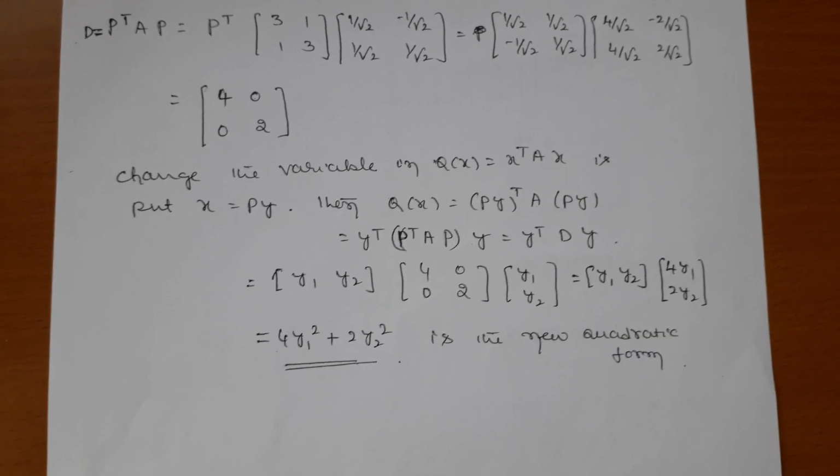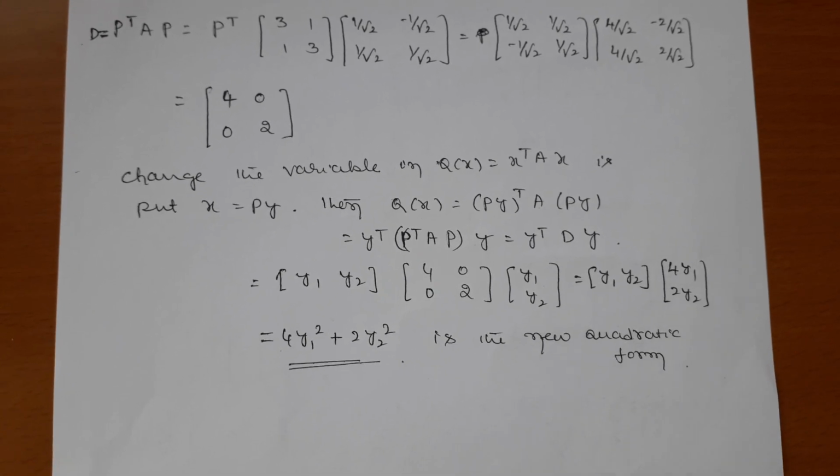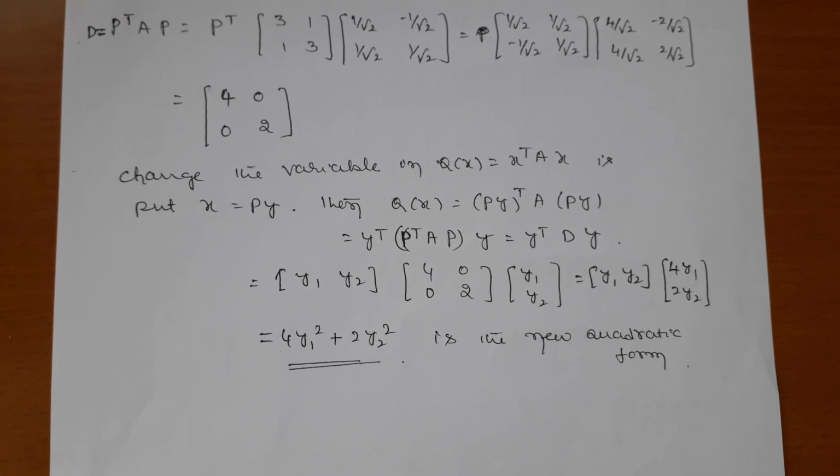After that, I have to multiply the new variable y transpose into d into y. That gives rise to the new quadratic form without cross product terms. Okay, now I'm moving to the next thing.